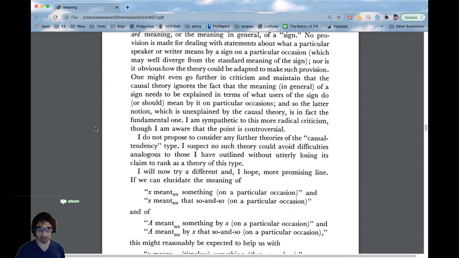One might even go further in criticism and maintain that the causal theory ignores the fact that the meaning in general of a sign needs to be explained in terms of what users of the sign do or should mean by it on particular occasions. And so the latter notion, which is unexplained by the causal theory, is in fact the fundamental one. I'm sympathetic to this more radical criticism, though I'm aware that the point is controversial. And I think this is a central idea that Grice is dealing with. As we might put it later when we're talking about linguistics, pragmatics comes first and semantics follows from that.